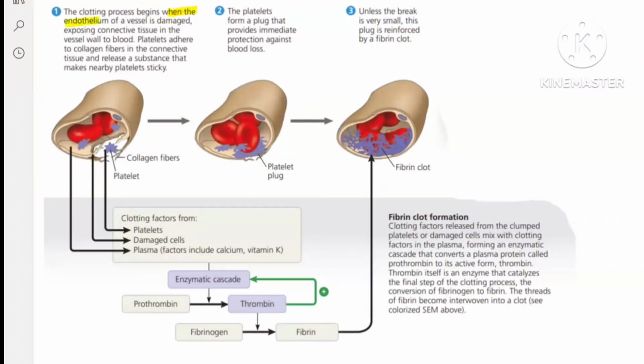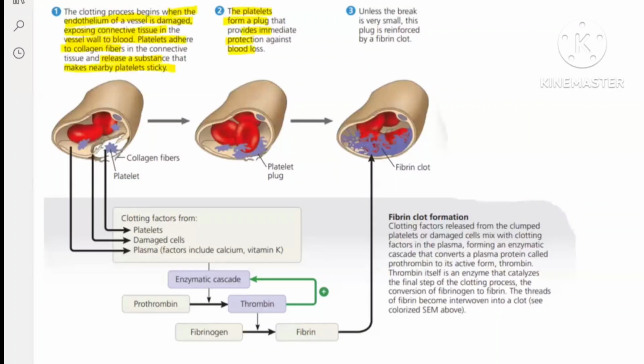When the endothelium of the vessel is damaged, then what happens? The connective tissue is exposed to the blood, especially collagen fiber. Platelets will attach to the collagen fiber present in the connective tissue, and then they start releasing a substance so that the platelets become sticky to each other, so that plug formation can be done. It is an immediate protection against blood loss.